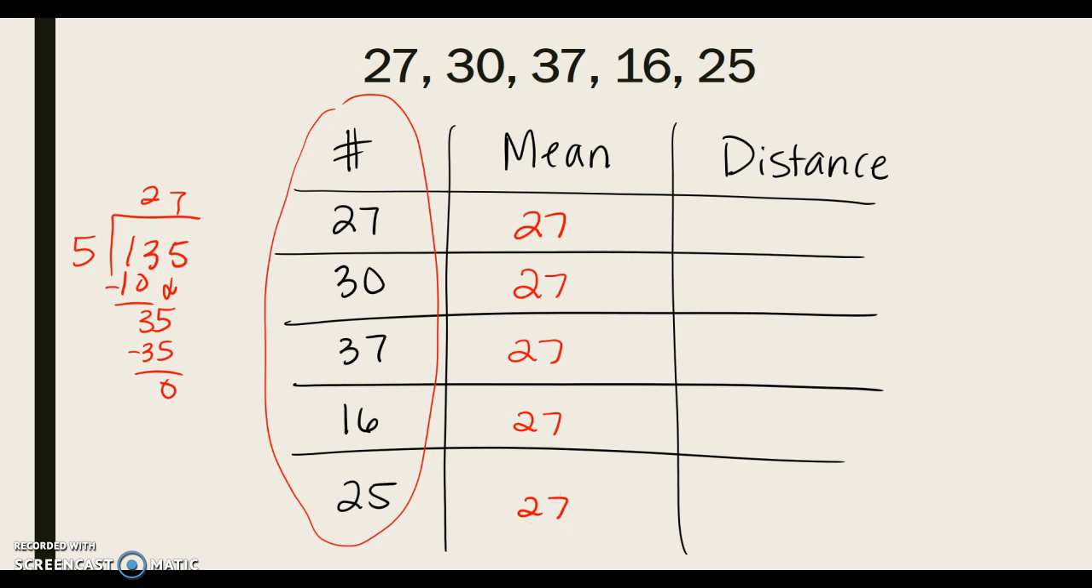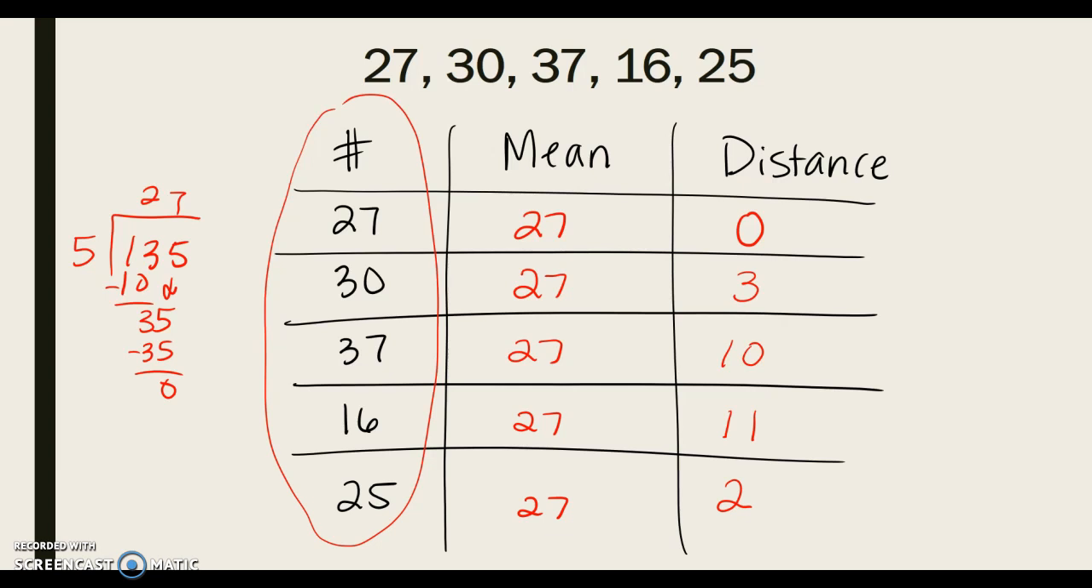Now step 2 is to find the distance our original number is from our mean that we just calculated. So if we're looking at 27 and 27, there's no distance there since that's the same number. 30 and 27, they are 3 apart. 37 and 27, they are 10 apart. The distance between 16 and 27 is 11, and the distance between 25 and 27 is 2. So our distance step is our step 2.